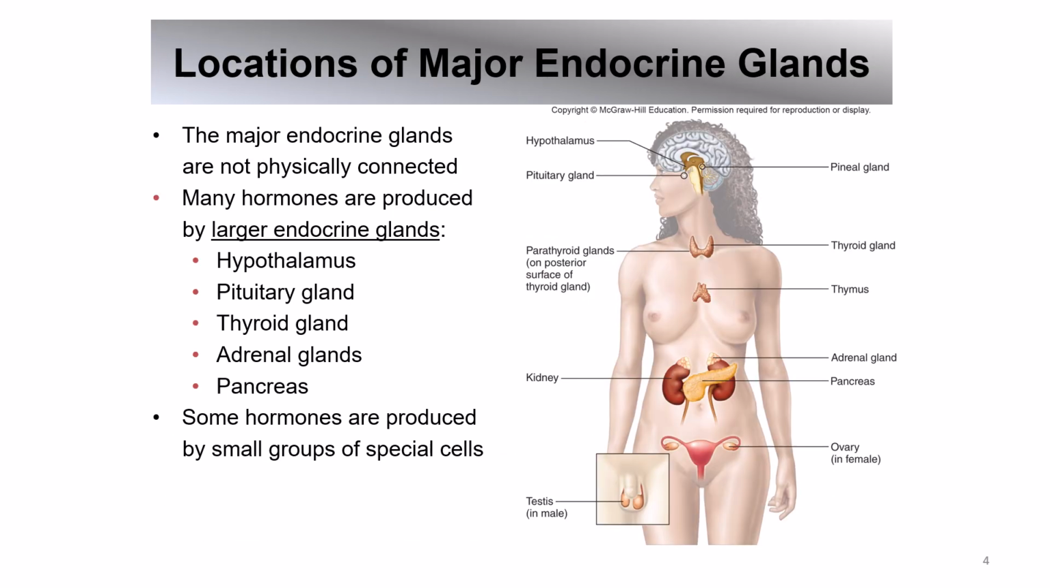And so here in this chapter, we're going to cover the hypothalamus, pituitary gland, thyroid gland, adrenal glands, pancreas, and at the end, some other glands as well.